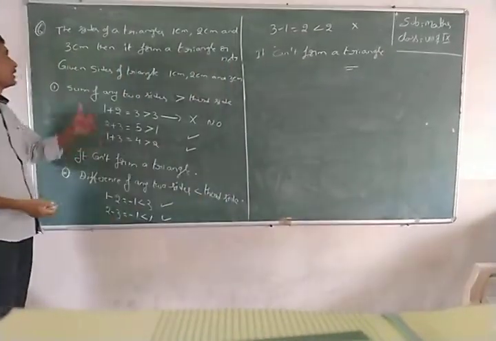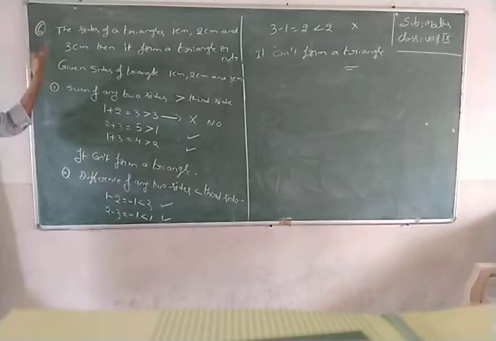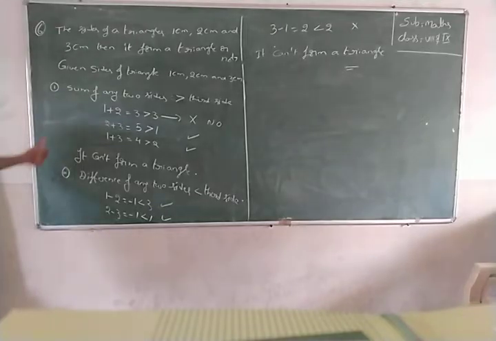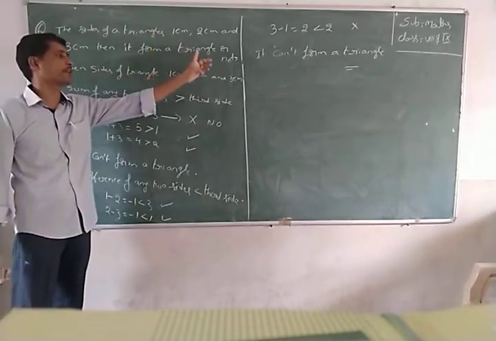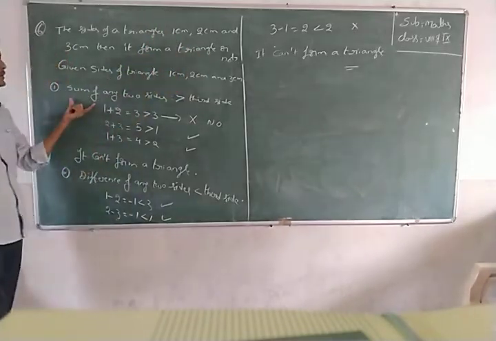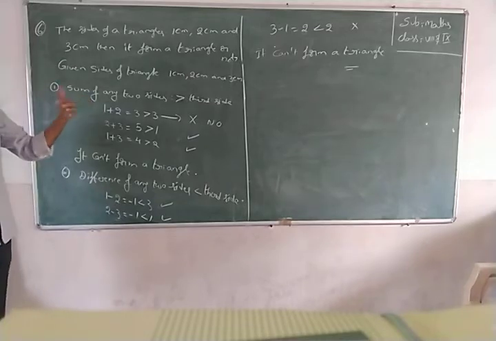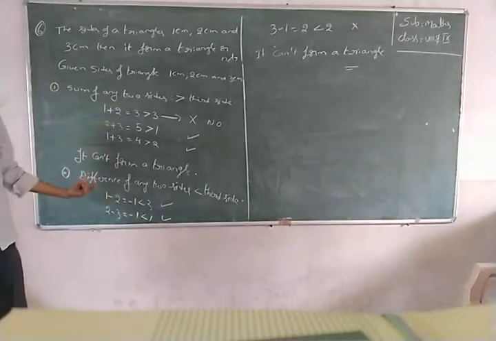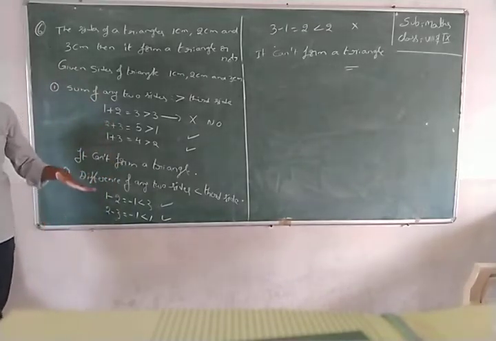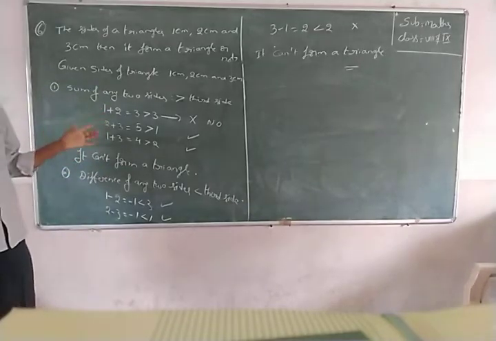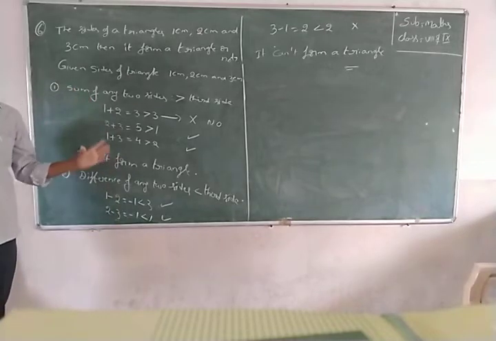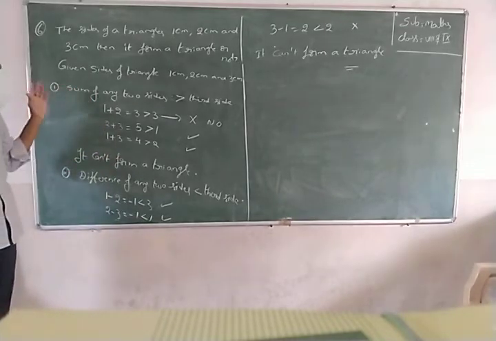Therefore, the sides of a triangle are 1 centimeter, 2 centimeters and 3 centimeters. Does it form a triangle or not? The first condition is that the sum of any two sides is greater than the third side, and the second condition is that the difference of any two sides is less than the third side. Check it: if these two conditions are all satisfied, it can form a triangle, otherwise it cannot.